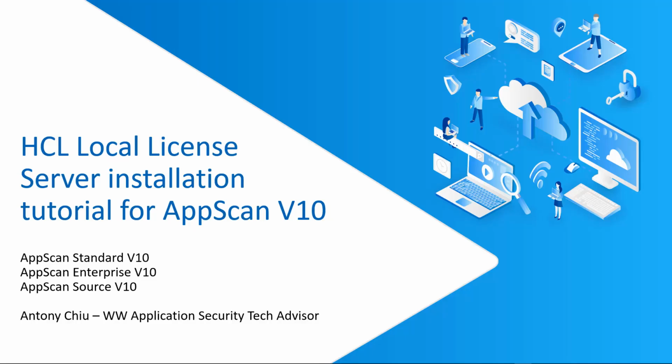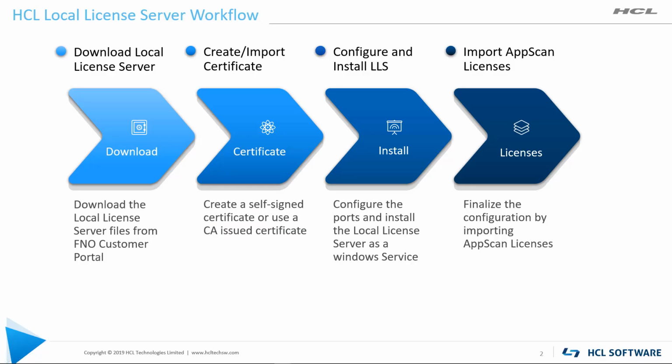In this video, we will be going through the installation process of the HCL local license server. The local license server can be used by AppScan Standard, AppScan Enterprise, and AppScan Source. The process of installing the local license server can be summarized in these 4 steps.